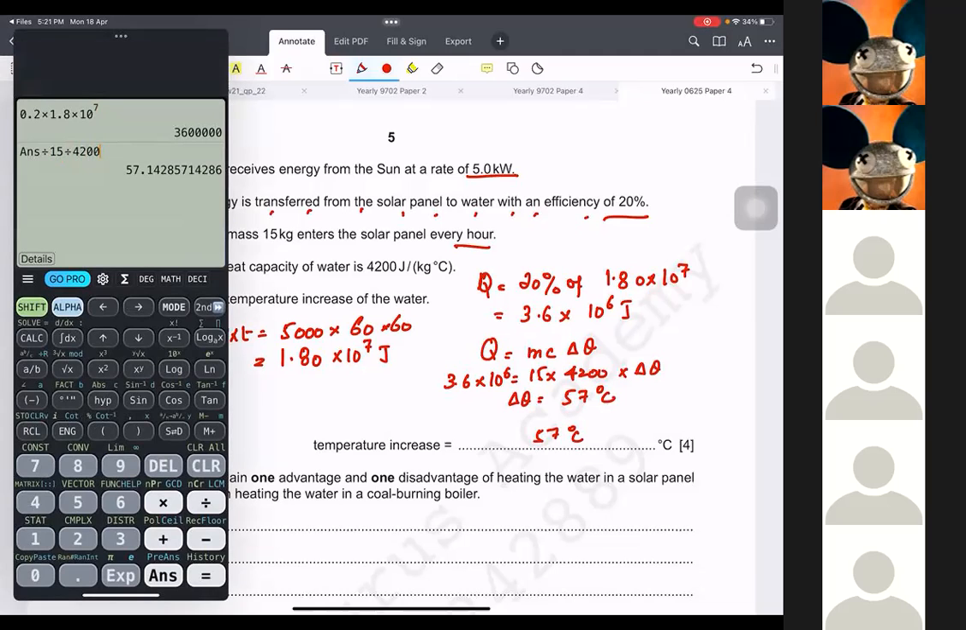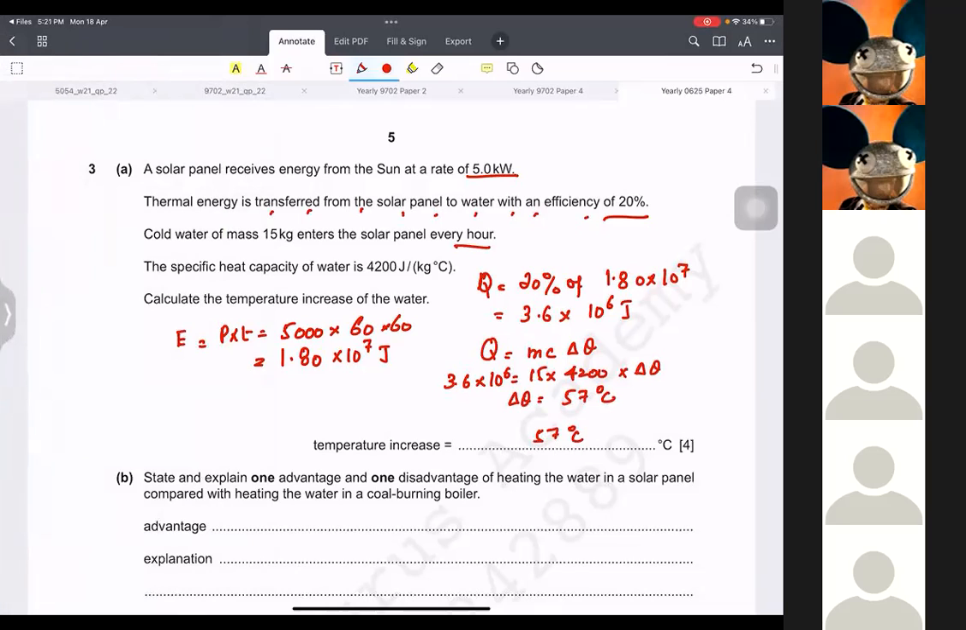All right, please let me know. How did you get 3.6 times 10 to the 6? This is the power from the sun. It only converts 20% of it. So this is the total energy delivered by the sun. Only 20% goes to heat. So I calculated 20% of this, and that is the heat gained by the water.